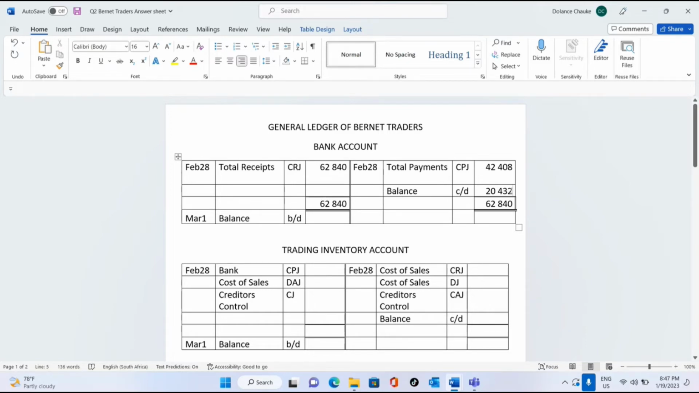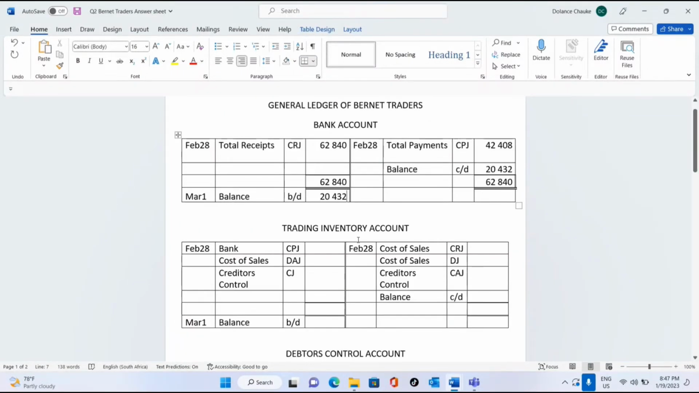Guys, let's communicate. Yes, that's correct. Then we'll come here. This is the closing balance of our bank account, and then it will be an opening for the following period, right? So it's going to be 20432. Then we're done. That's fine.